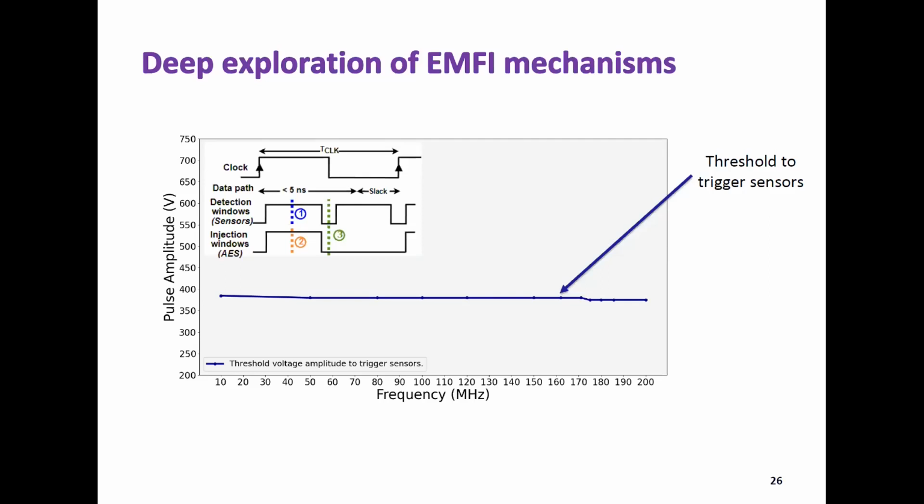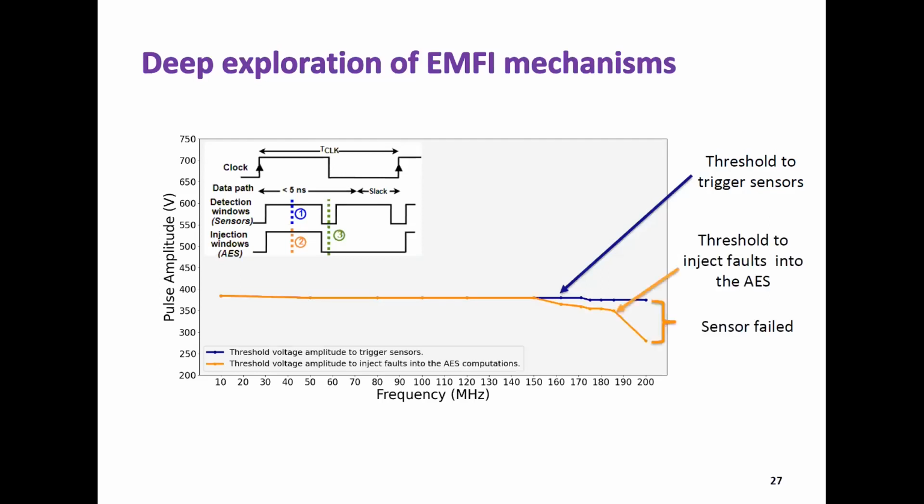If I start with position 1, it's when the detection window triggers the sensor. We see that it's 380 volts, the threshold voltage amplitude required to trigger the sensor, for the whole frequency range. But to inject a fault into the AES calculation, we see that it's a constant 380 volts until 150 megahertz, which decreases progressively until 290 volts at 200 megahertz. When the orange line is below the blue one, the sensor failed.